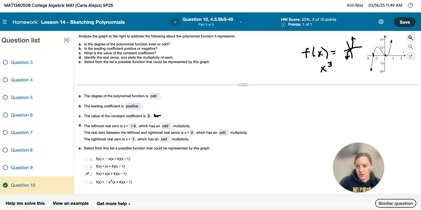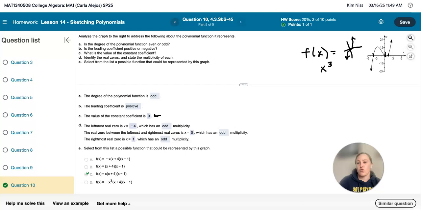Then you're asked to evaluate the real zeros. Well, that is simply where it's crossing the x-axis. It's crossing it in 3 locations: at x equals -4, at x equals 0, and at x equals 1. The leftmost real zero is x equals -4, the farthest to the left. The real zero between the leftmost and rightmost real zeros is x equals 0, because it's crossing the x-axis at x equals 0. And the rightmost real zero is at x equals 1, because that's the final place where it's crossing the x-axis.